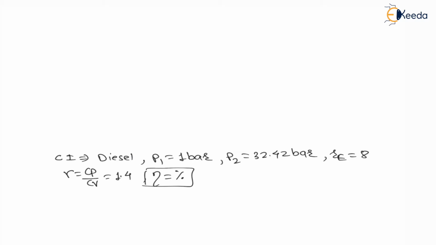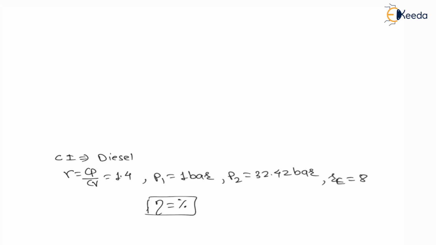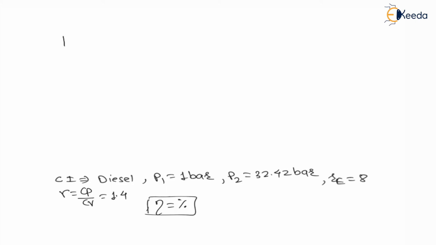Now here as diesel cycle is given, let us draw the diesel cycle, right? In case of diesel cycle, the processes on the PV diagram are like this: pressure versus volume diagram. Now the very first process is reversible adiabatic compression, therefore 1 to 2 is reversible adiabatic compression. 2 to 3 is constant pressure heat supply. At constant pressure heat will be supplied.